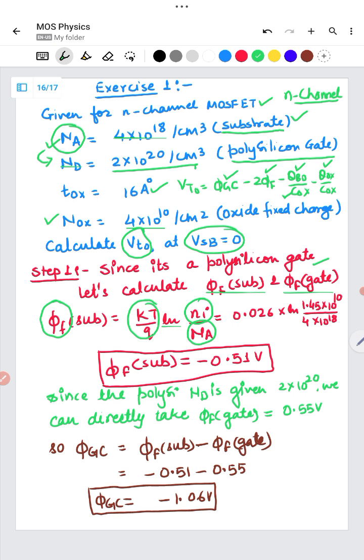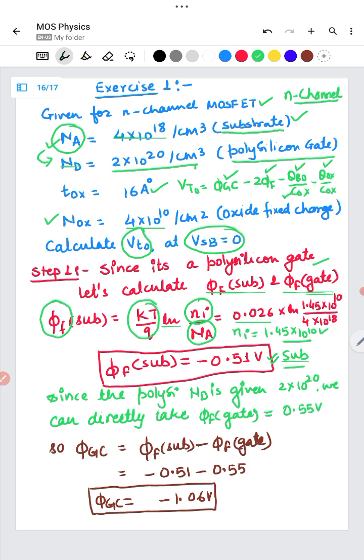So kT by q, it's a room temperature. At room temperature, kT by q is always 26 millivolt. Then you have a ln. What is Ni? Ni is the intrinsic carrier concentration, which is always constant for silicon at a particular temperature, which is given as 1.45 into 10 to the power 10. So 1.45 into 10 to the power 10 divided by 4 into 10 to the power 8. When you calculate it, it comes out to be 0.51 volt. So this only corresponds to the substrate.